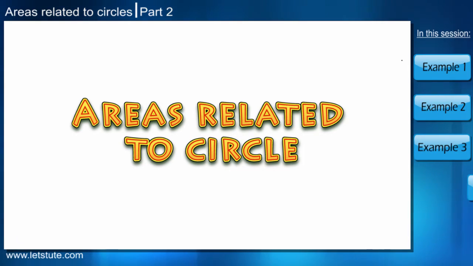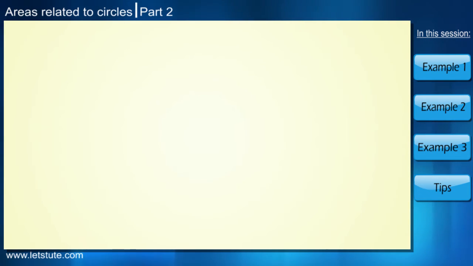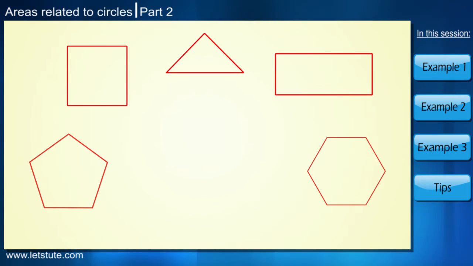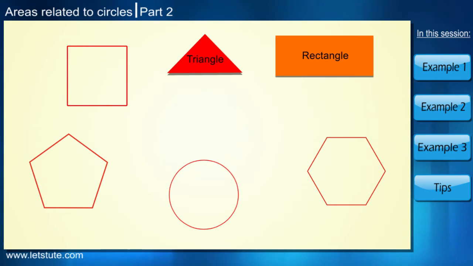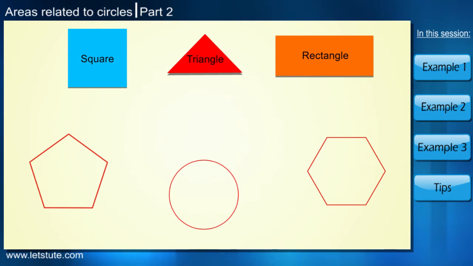Hi friends! In our previous sessions, we discussed all about circle and its properties. Now today we will learn about some more shapes in combination with a circle. Those shapes can be a triangle, a rectangle or a square.